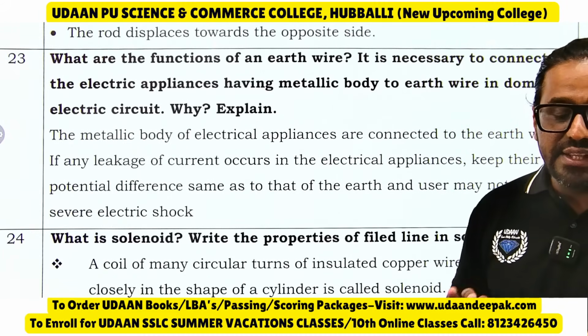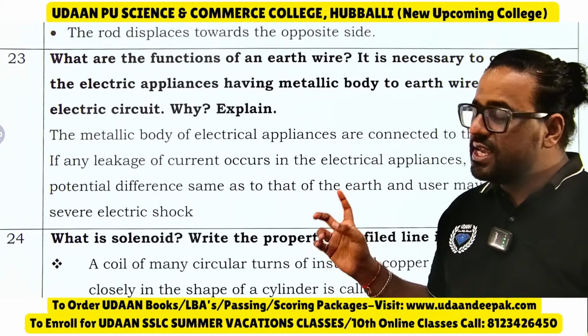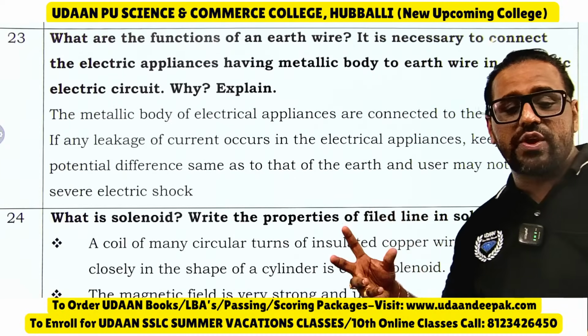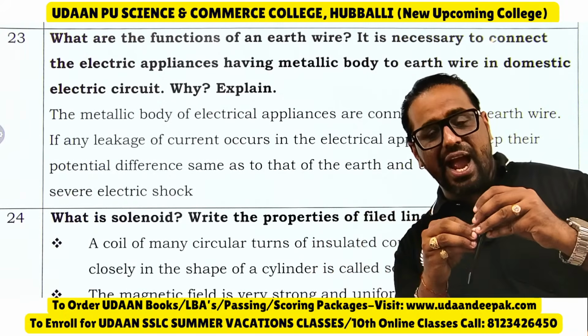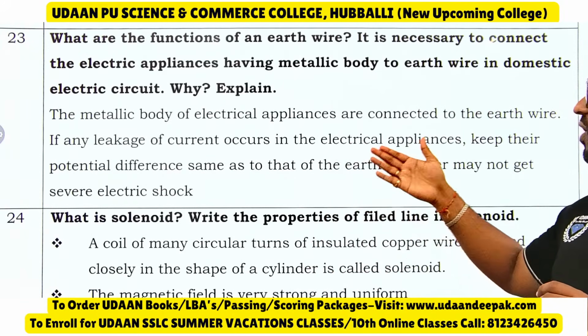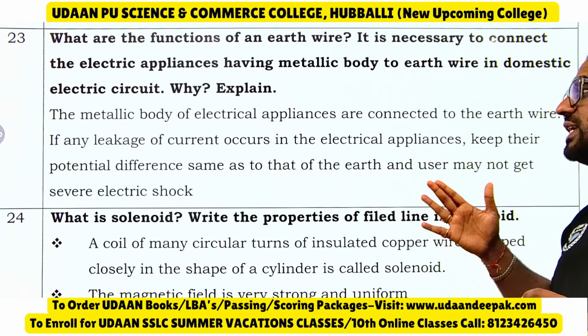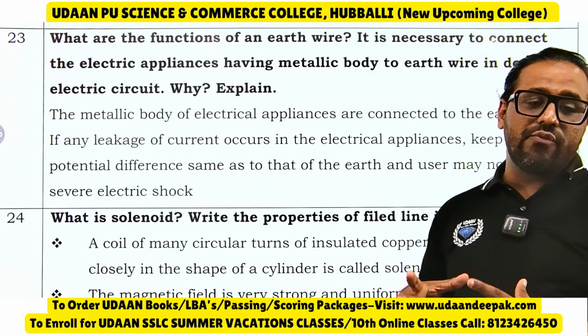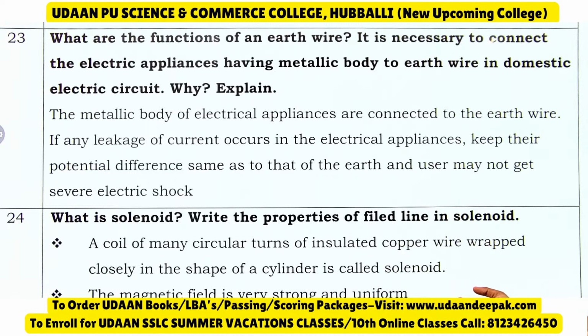Excellent, dear. Chaitra Gowda gave the right answer. It is green color. Suppose any leakage of current occurs in an electric appliance, the earth wire keeps their potential difference same as that of earth and protects the user from the severe electric shock.